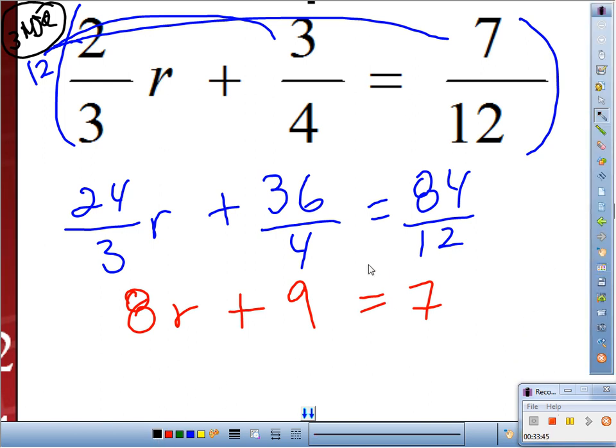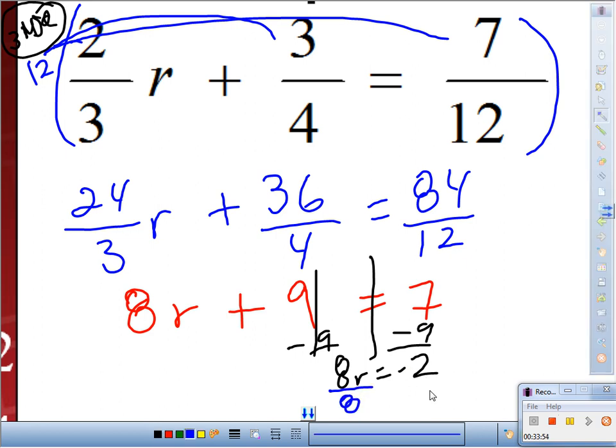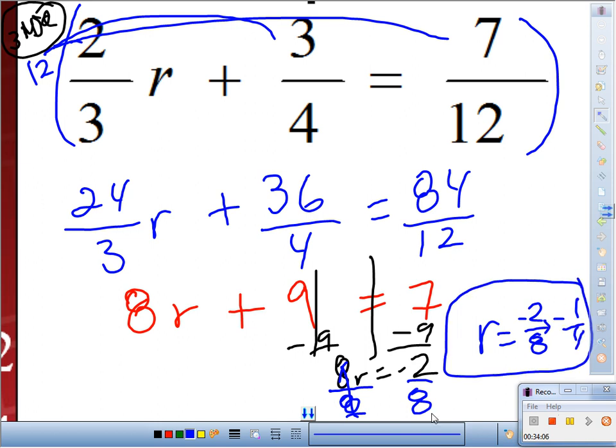So here, if we go down the line, subtract 9, we end up with 8r equals negative 2. And the last step, divide by 8. Therefore, r equals negative 2/8. And if we simplify that, that becomes what? Negative 1/4. Yes? So what is the critical step for these with fractions? Multiply times the common denominator on the numerator. Yes? Now, before we leave, last one.